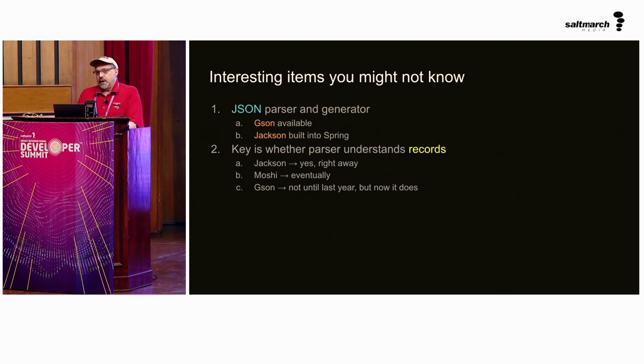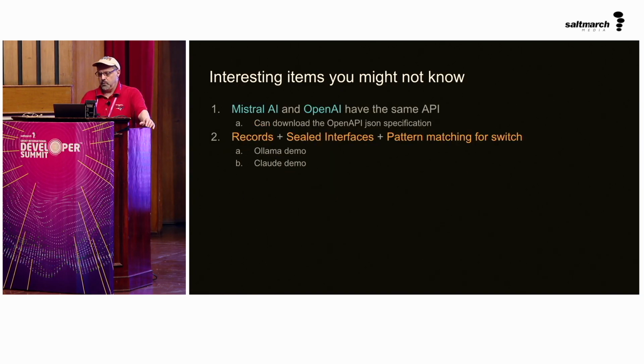But the problem with records from a parser point of view is records don't have default constructors and records don't have setter methods. They're immutable objects with the external constructor, the canonical one. So you need a parser that understands that. And fortunately, they all do now. So it doesn't really matter what you use. You should be fine on that no matter what. Now, I mentioned Mistral and OpenAI have the same API, so it's just a question of switching endpoints.